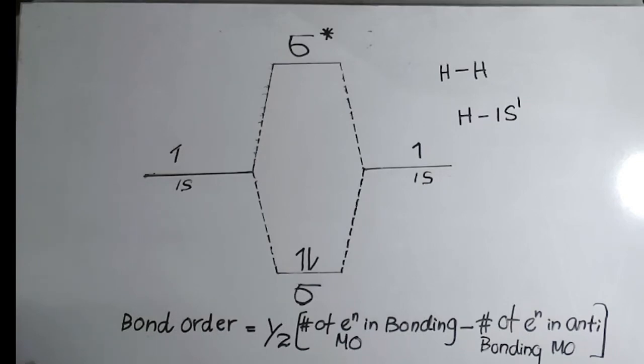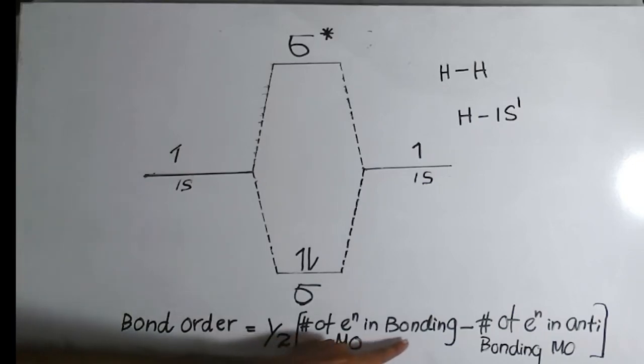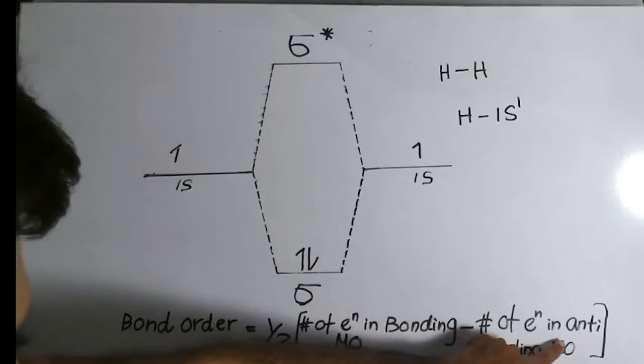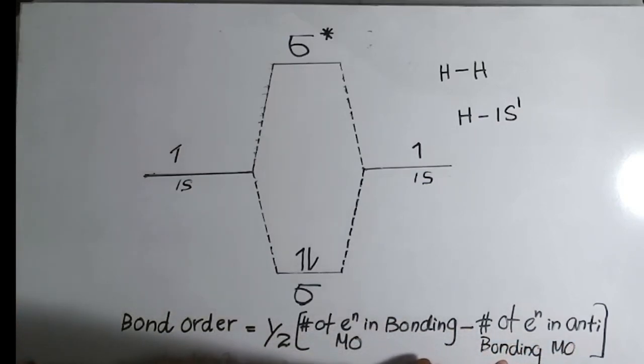Bond order is very useful to get an idea whether the given molecule is going to be stable or not. In other words, whether it is really going to exist. The formula for the bond order is the number of electrons in the bonding molecular orbital minus the number of electrons in the anti-bonding molecular orbital, and the resultant value should be divided by 2.